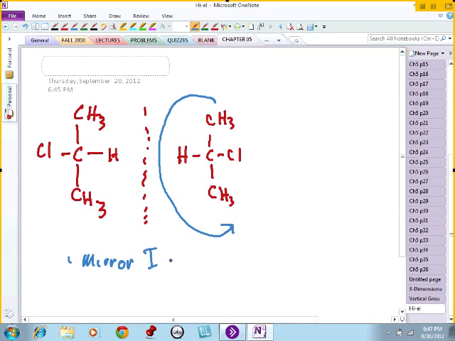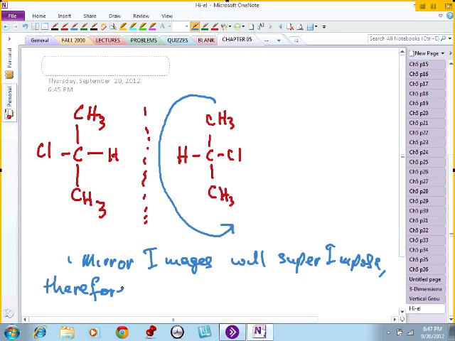Mirror images will superimpose. Therefore, they are the same molecule or same compound. Okay? We all agree on that.